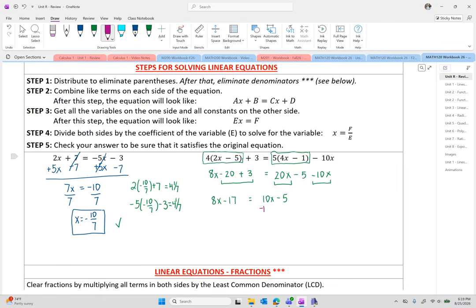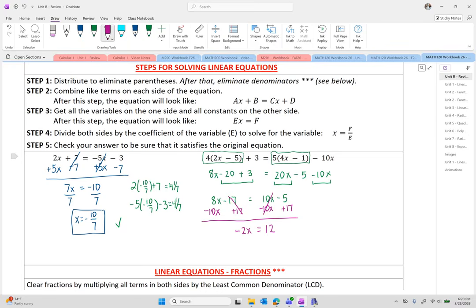So I will subtract 10x from both sides. This will eliminate the x from the right. And I will add 17 to both sides, and that will eliminate the negative 17 on the left. I will end up with negative 2x equals positive 12.